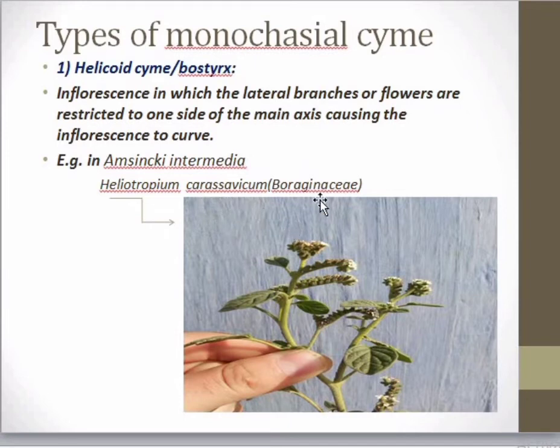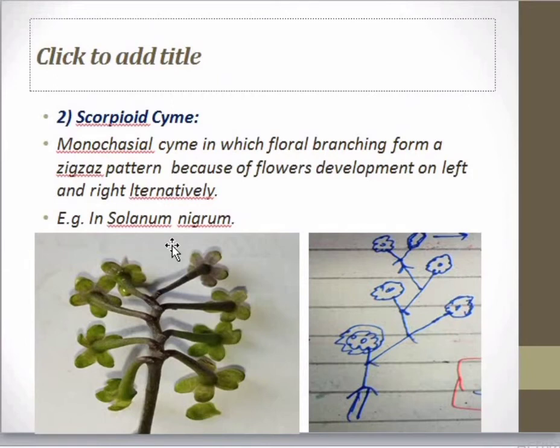This is the plant Heliotropium curassavicum, family Boraginaceae, and you can see the curve in these inflorescences. The flowers are formed on a single side. That's why the axis curves in this direction, while the flowers are in this upper direction. Found in Myosotis intermedia and Heliotropium curassavicum.